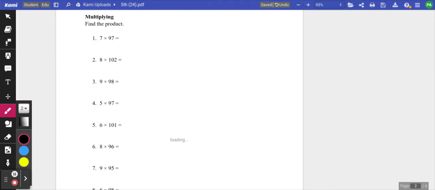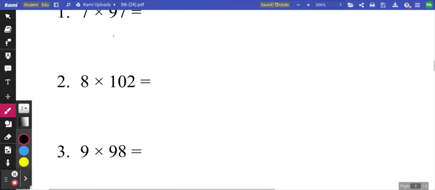Alright, moving on. We will be multiplying. And these numbers are a little bigger, but it is quite simple. So let's look at number 2 with 3 digits. So 102. Let's set it up so it's easier for us.